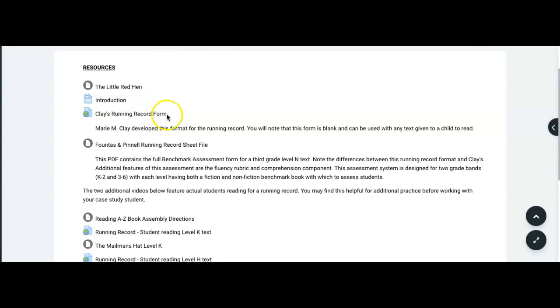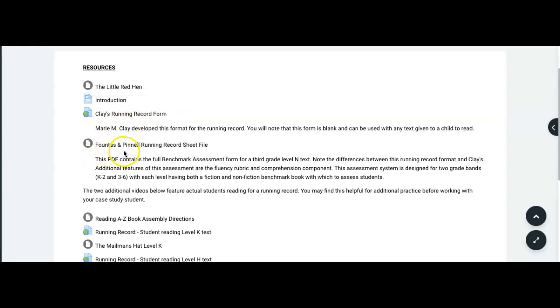Here is our running record form that Marie Clay developed, and that's what we're going to use. The words are not printed on the page. And that truly is the easiest way to take a running record, because you're going to be doing running records in your classrooms every day. You're not going to have time to type out that text for every running record that you want to take. So if you learn to take it on a blank form from the get-go, it's much easier.